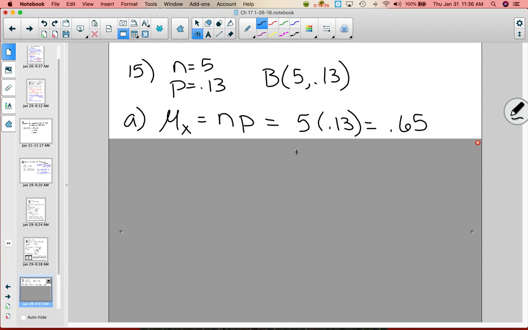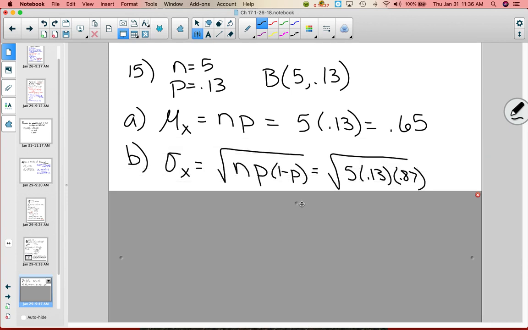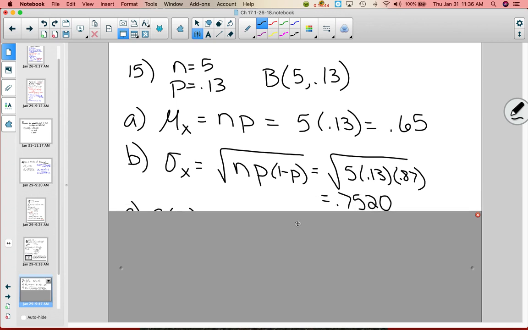Then the next question says, with what standard deviation? So you're going to write out that formula, substitute everything in and evaluate it, and you get your standard deviation.